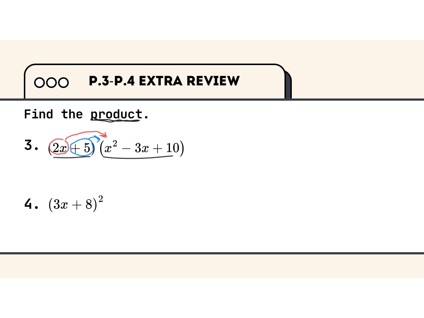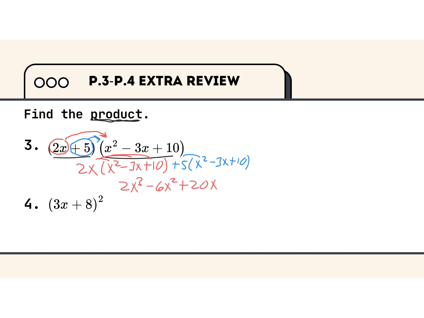So when you take that 2x, it's going to be 2x times x squared minus 3x plus 10. I can take that plus 5 and then multiply it by x squared minus 3x plus 10. All right, and then you can distribute that 2x and then multiply as normal. You're going to get a 2x to the third minus 6x squared plus 20x.